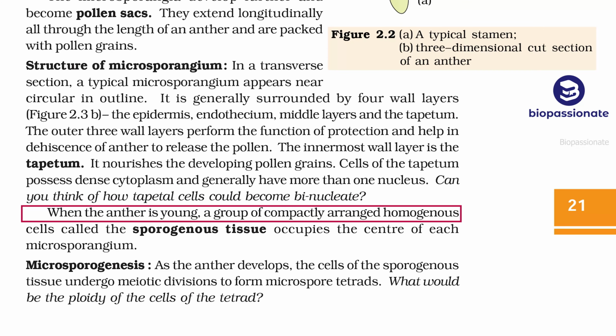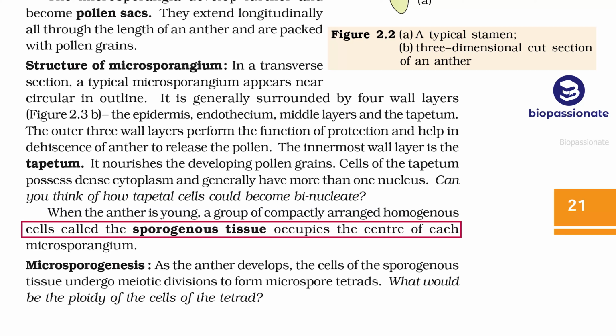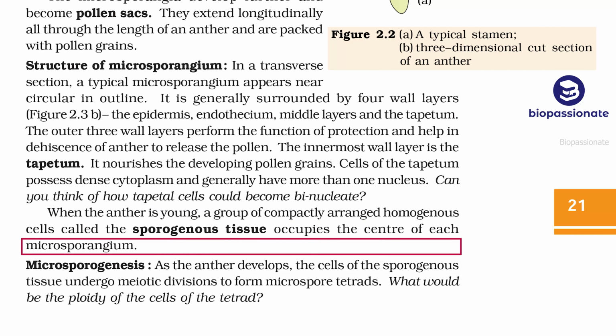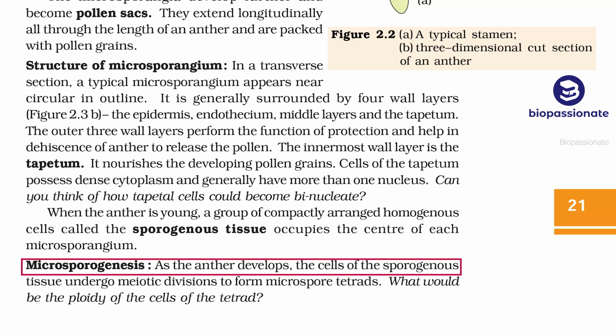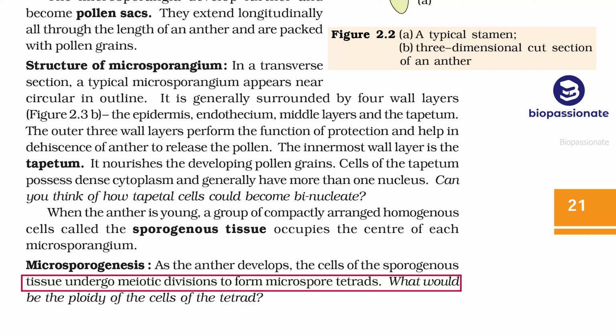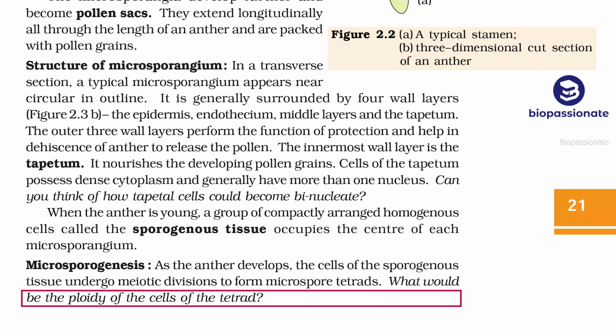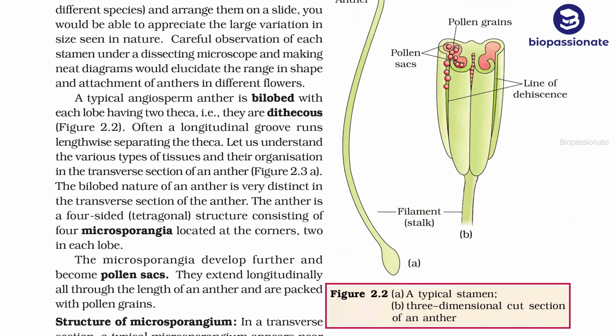When the anther is young, a group of compactly arranged homogeneous cells called the sporogenous tissue occupies the center of each microsporangium. Microsporogenesis. As the anther develops, the cells of the sporogenous tissue undergo meiotic divisions to form microspore tetrads. What would be the ploidy of the cells of the tetrad? Figure 2.2, A, a typical stamen, B, three-dimensional cut section of an anther.